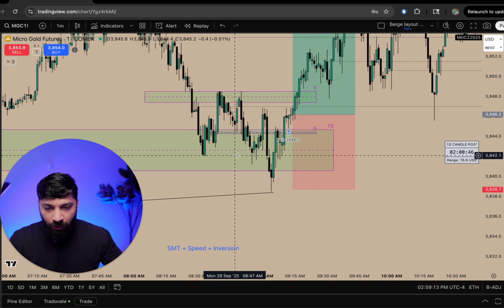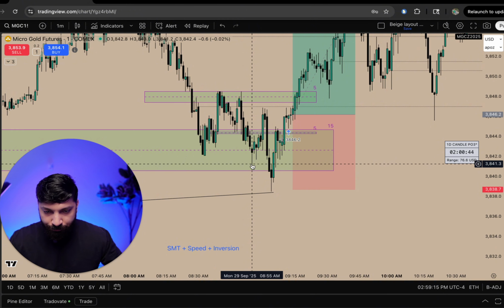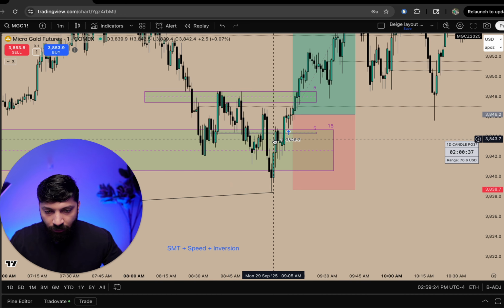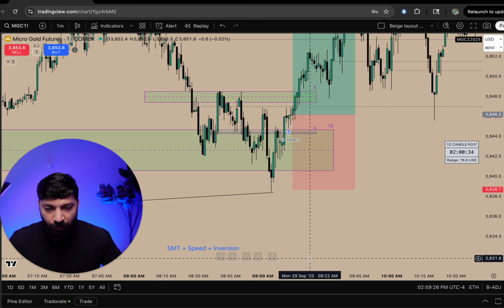Price already swept out a couple times, right? One time here, and then finally the last time at 9:04. So at 9:04, we made that low of the session, and we expanded up with speed, which is what I want to see. I always want to see speed.